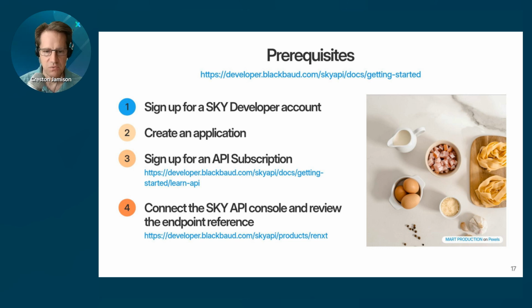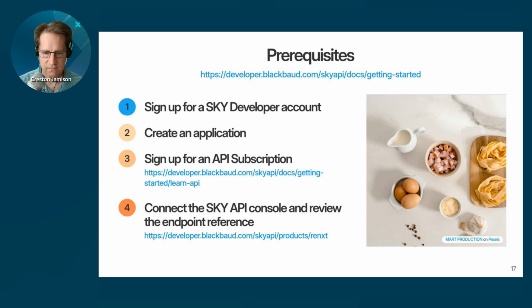There's a free tier available, or you can sign up for, I think, one of the other tiers that are available with your API subscription. And then lastly, I would recommend connecting the Sky API console, because what that allows you to do is to actually send API calls via the endpoint. So if you literally go to the endpoint reference listed here, you can start testing out the API calls using the Sky API console without having to build anything in your application yet.